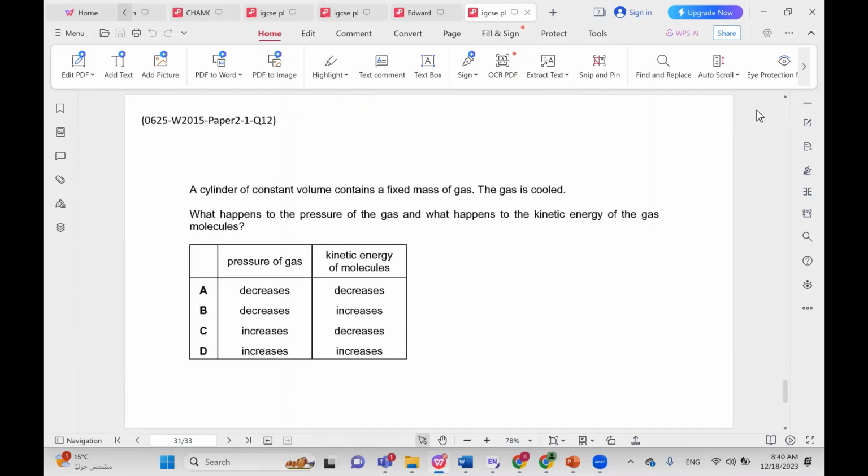A cylinder of constant volume contains a fixed mass of gas. The gas is cooled. What happens to the pressure of the gas and what happens to the kinetic energy of the gas molecules? Like we said, if the gas is cooled, then the kinetic energy definitely decreases. So we don't want anything to do with B or D. What about the pressure? Let's go back to PV equals KT. So constant volume, so we don't care about the volume, we don't care about the K. So the relationship between P and T is direct. So if the gas is cooled, then the temperature is decreasing, so the pressure is decreasing as well. So A would be the correct answer here.